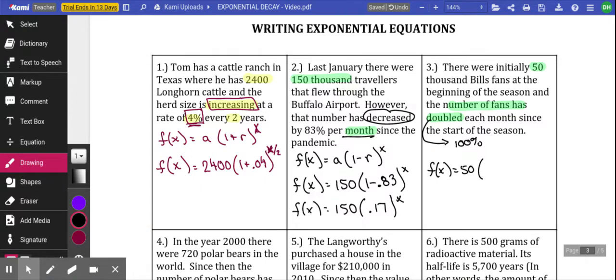So you could do 1 plus 1.00. Oops, I keep going to t's, but I've been using x's, so I'll try to be consistent there. And that's just going to make a base of 2. So anytime you have a base of 2, we're doubling.